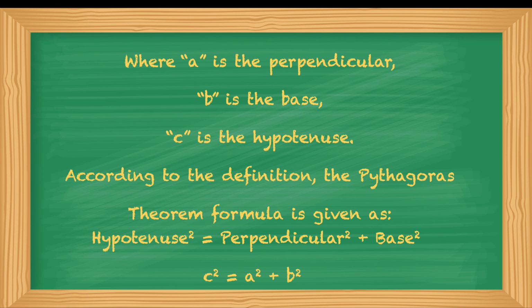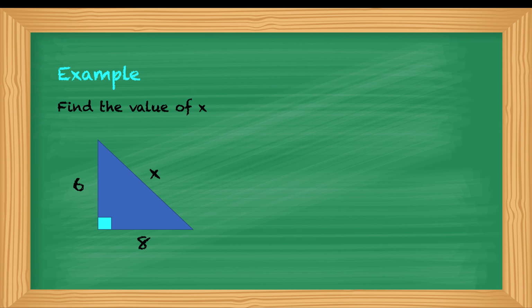Now, as I said before, A is the perpendicular, B is the base, C is the hypotenuse. So according to the definition, it is given as hypotenuse squared is equal to perpendicular squared plus base squared. Now let's try an example.